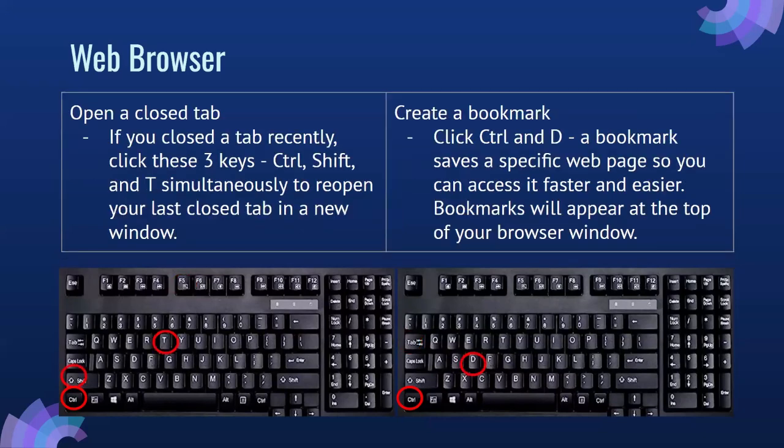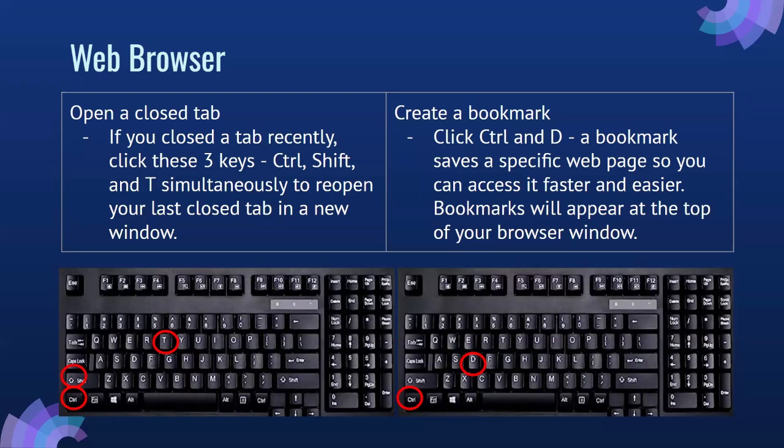If you want to open a closed tab, so if you closed a tab recently, you can hit Control Shift T. This is especially useful when, let's say, you misclick and accidentally close a tab. You can just quickly click those keys, Control Shift T, and it'll bring it right back up. So it's a super useful shortcut.